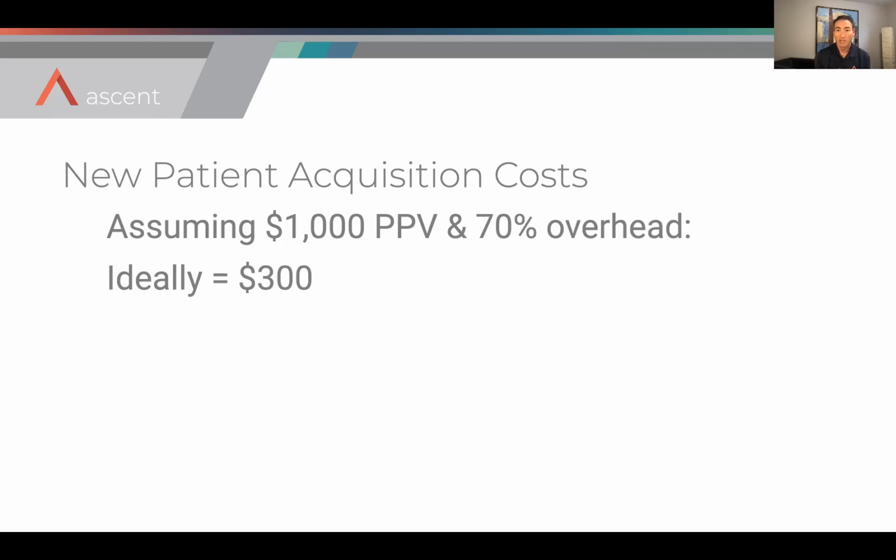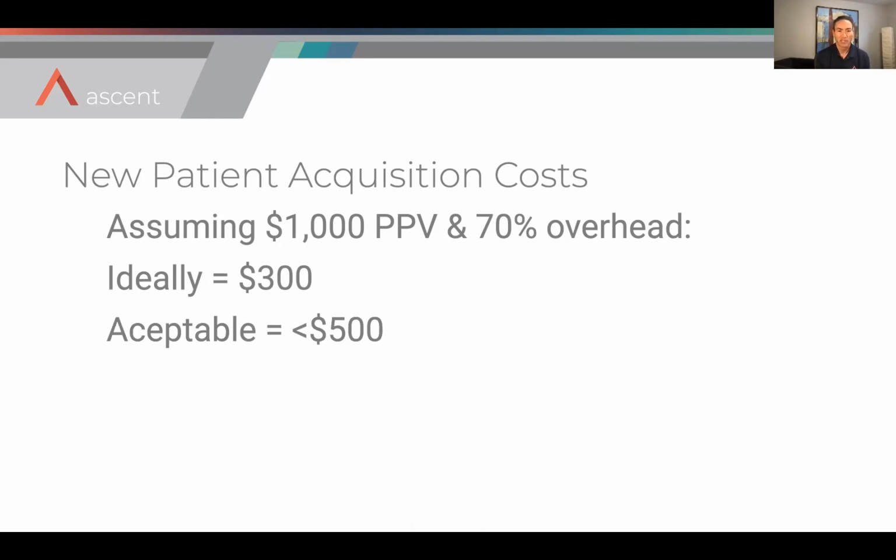Again, if it's less than $300 and you're at 70% overhead and $1,000 per patient value, you're actually going to make a little money in year one on those patients. Most patients are going to have at least a 5-year value, and some a lot longer. So over time, you'll end up making a lot of money off those. In fact, with a $1,000 per patient value and 70% overhead, we really feel like it's actually acceptable to be under $500 in per patient acquisition costs.